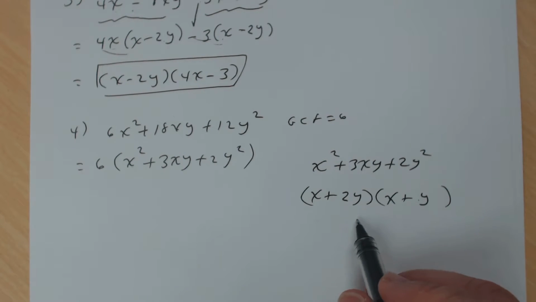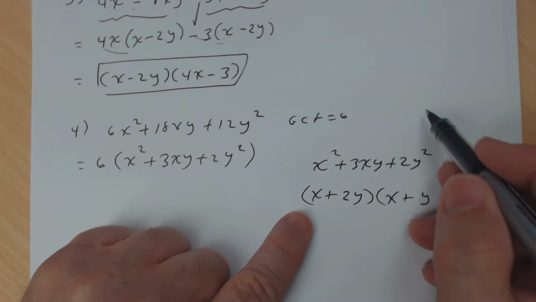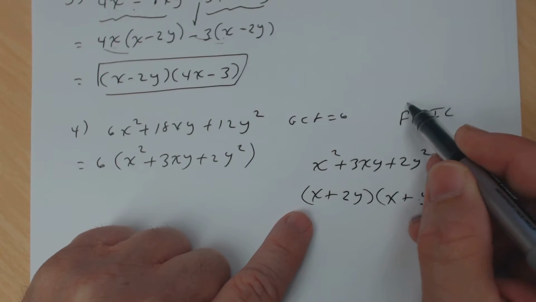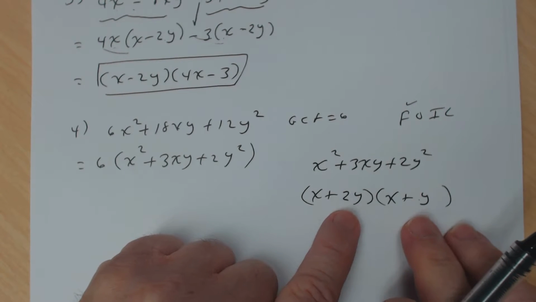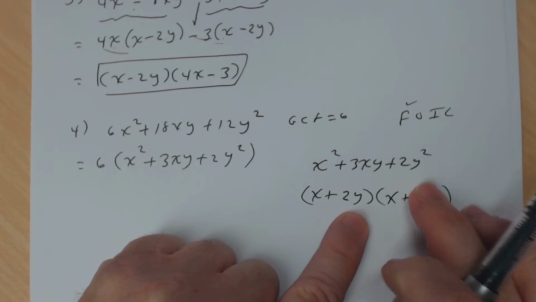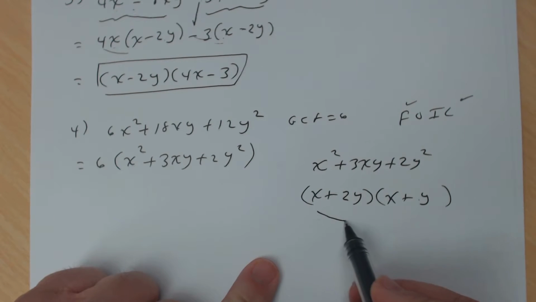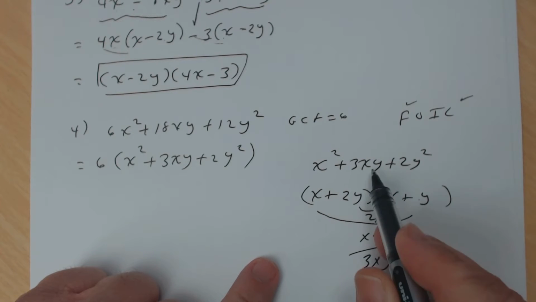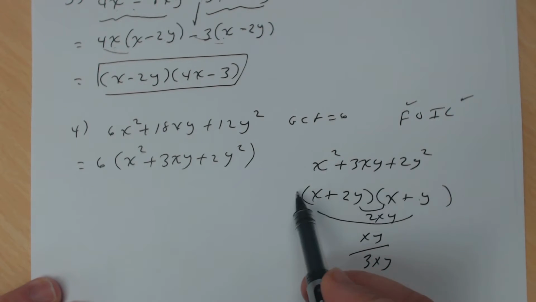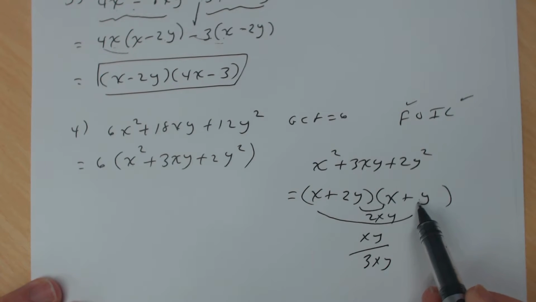All right, now check yourself, though, before you go on. FOIL. Okay, the F works because x times x is x squared. The last is okay. 2y times y is positive 2y squared. Now check the outer. The outer is xy. The inner is 2xy. When I add them up, I get 3xy. And that's what you wanted. So this right here can be factored as these 2 binomials.